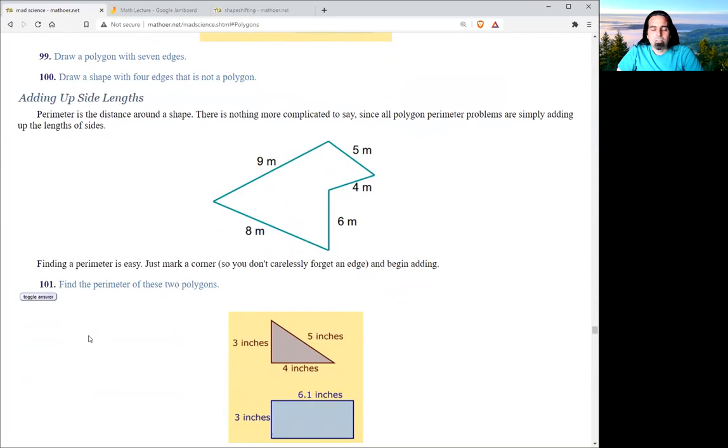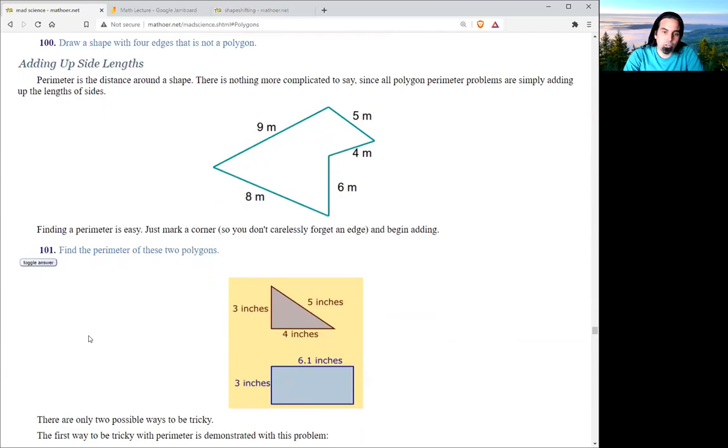Perimeter, again, we just walk around the edge like an ant and add up all the distances. You know how to add things up. Mark one corner so you don't carelessly forget it. So let's find the perimeter of these two things.